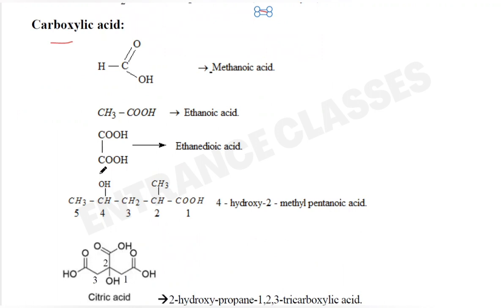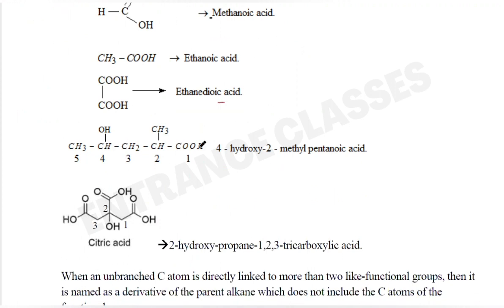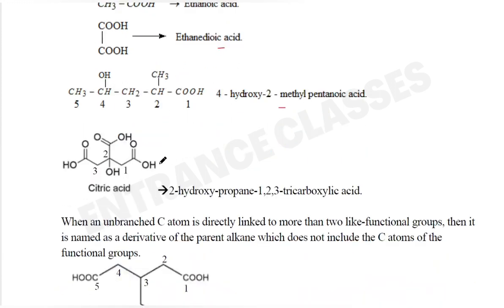This is ethanoic acid. 2 carbon are practically COOH. So this is ethane dioic acid. That is oxalic acid. This is the common name. Now here we see at 2 position, 4 position, 2 different groups. There is methyl, this is hydroxy. 4-hydroxy 2-methyl pentanoic acid because the base chain is pentanoic acid.